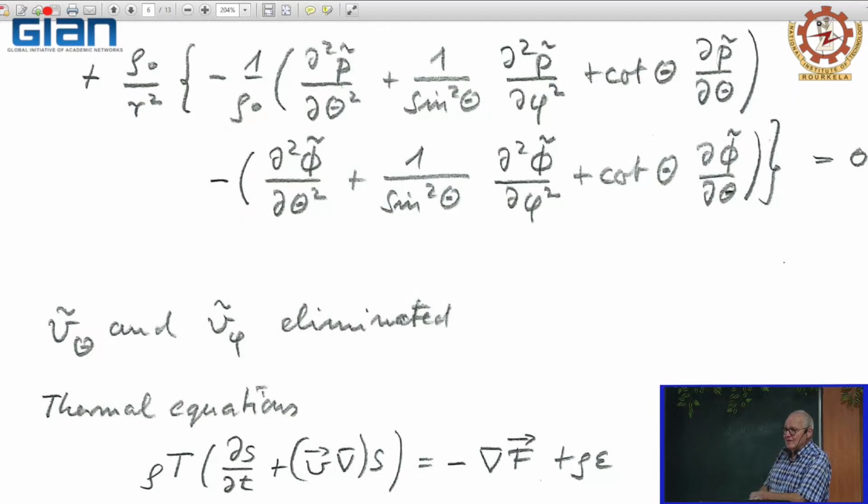We need to linearize the thermal equations. That means we need to linearize the energy conservation equation and the equation for energy transport. I'm sorry, it's a lot of algebra we need to go through. But in the end, everything will be nice and it will collapse again to some nice form.